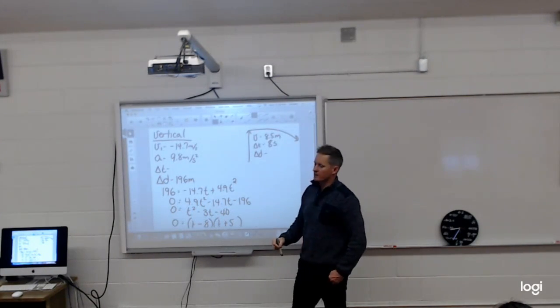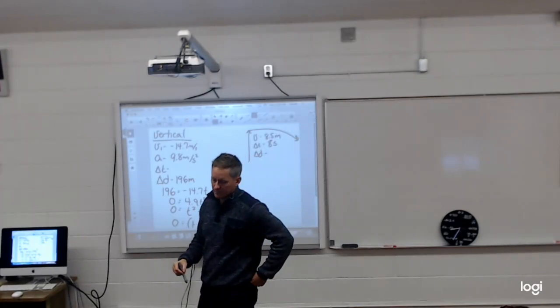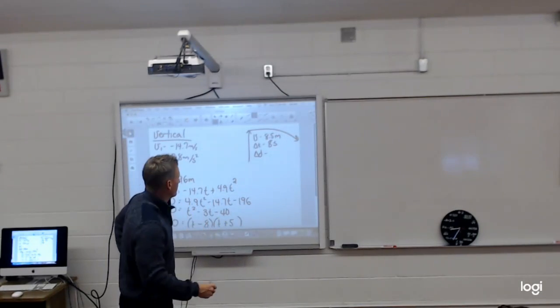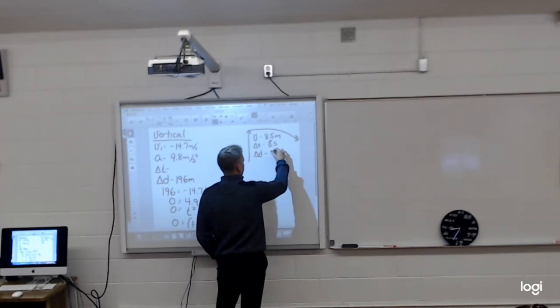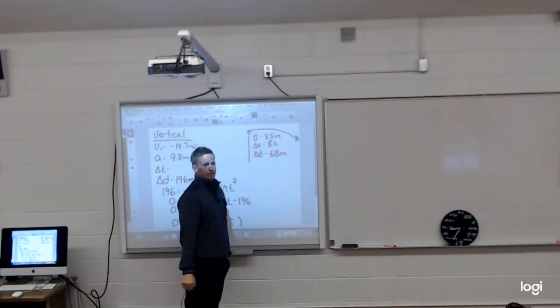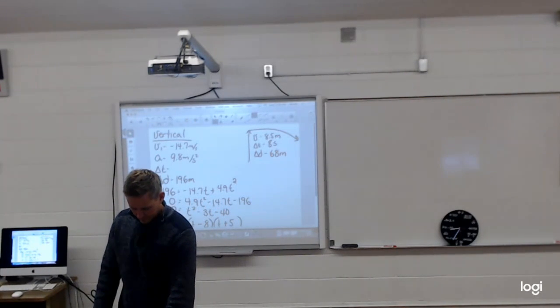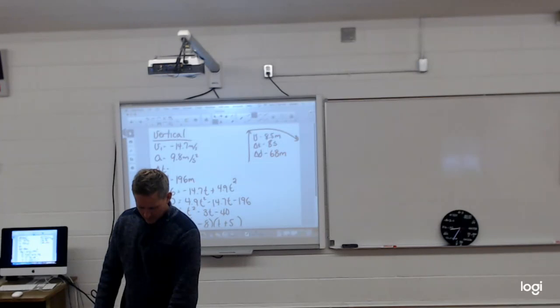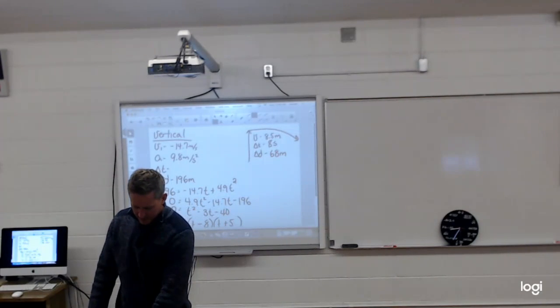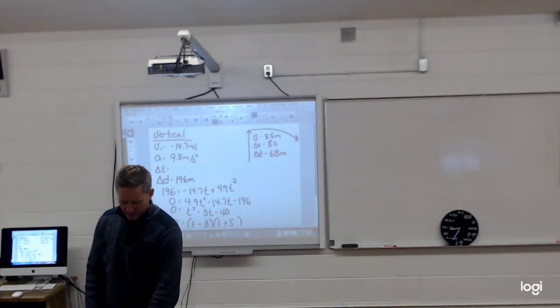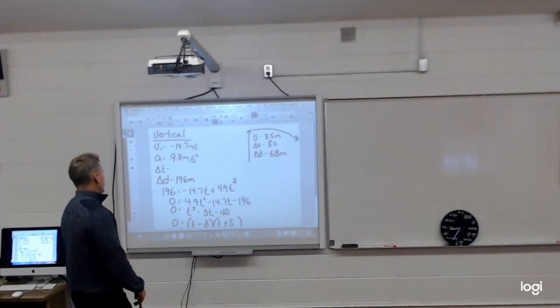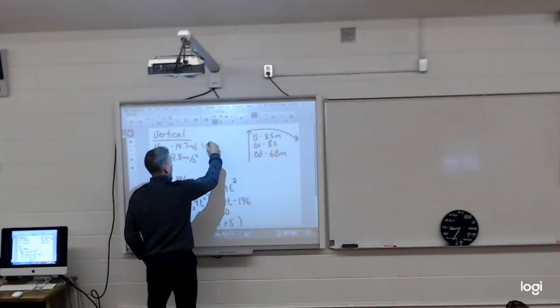So what's the distance it lands away from the helicopter? What'd you get? 68 meters. 68 meters. Okay, that's a tough one. What will its velocity be when it hits the ground? So we still actually need the V2 from here as well.